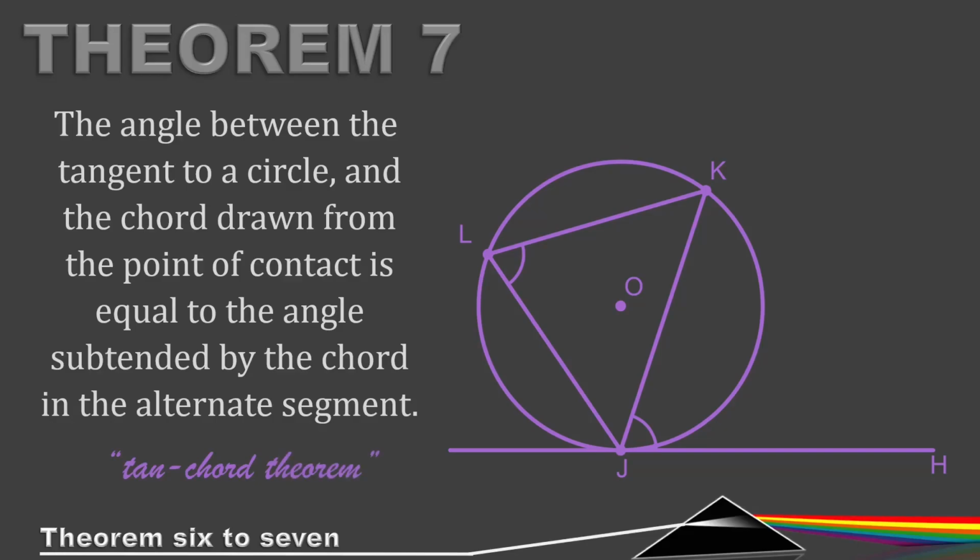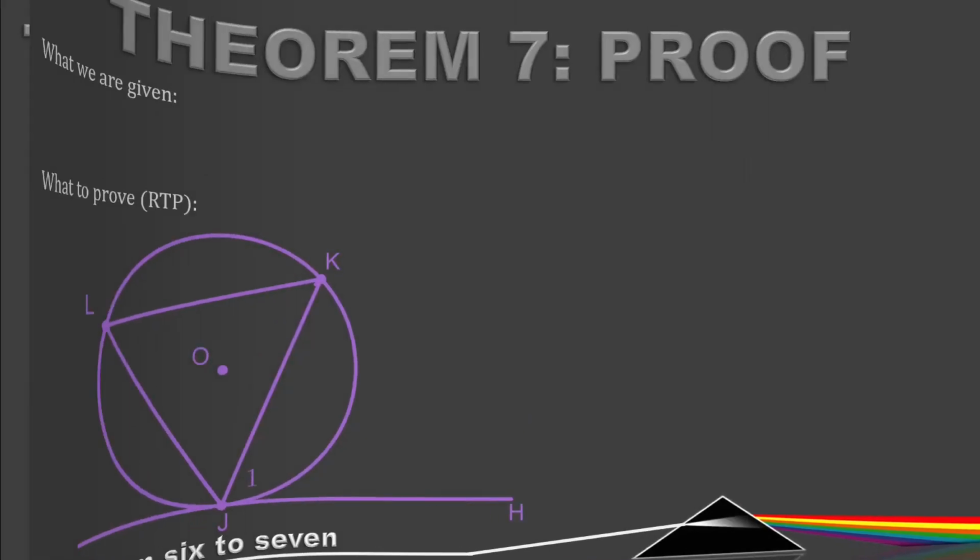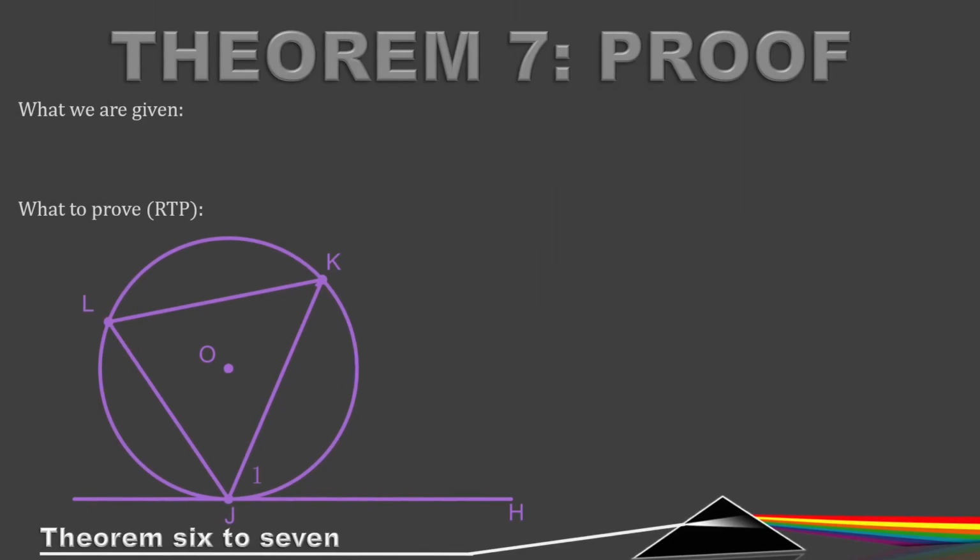So if you use that, you just simply say it's the tan chord theorem. Now the proof, there's two proofs for this theorem. So the first one looks as follows. Now in both cases we are given that O is the center of the circle, J, K and L are points on the circle, and then JH is a tangent to the circle. And we need to prove that KJH is equal to L. Basically what we saw, that this angle is equal to this angle.